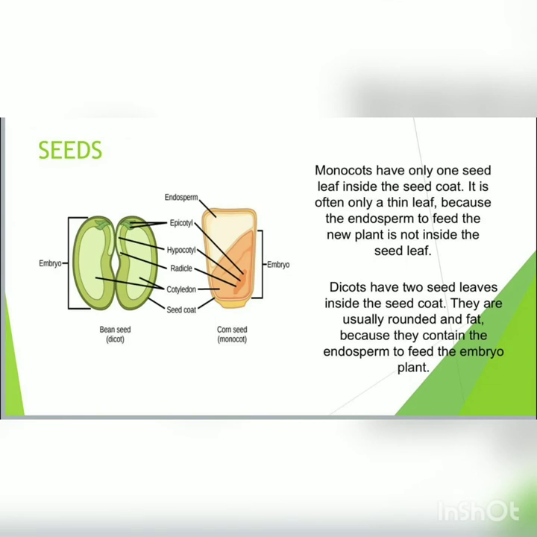Lastly is seeds. Monocots have only one seed leaf inside the seed coat. It is often only a thin leaf because the endosperm to feed the new plant is not inside the seed leaf. Dicots have two seed leaves inside the seed coat. They are usually round and fat because they contain the endosperm to feed the embryo plant.